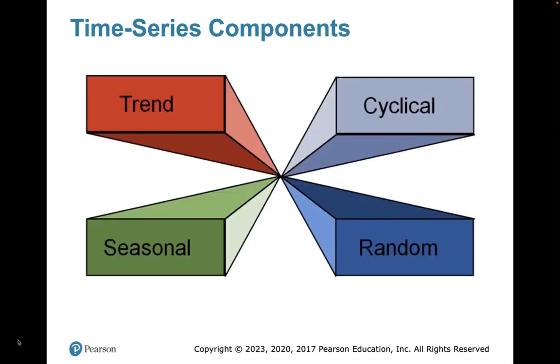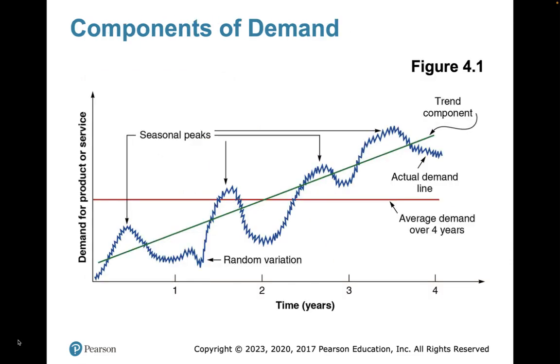Now, it's important to consider some components to our time series, and we'll talk about each one in just a moment. Okay. But why don't we look at a graph and maybe we can understand what we mean by some of these components. So this graph represents the actual demand of a product. Okay, that's what that squiggly line represents. And it also helps us identify some different components of demand.